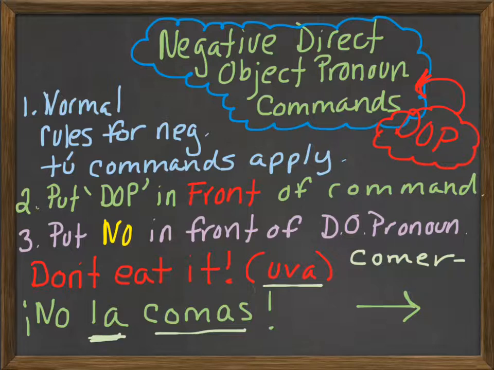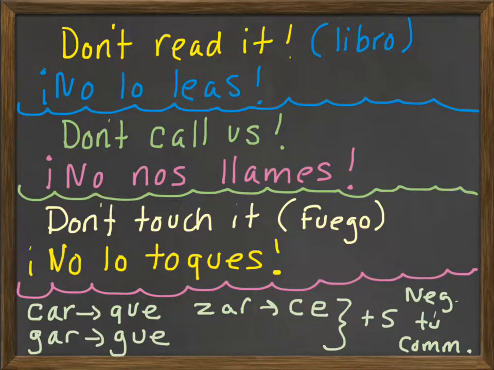Okay, so let's look at a few more examples and then we're all done. Don't read it, talking about the book. It would be no lo leas. Don't call us. No nos llames. Don't touch it, talking about the fire. No lo toques. Now look here. Toques came from tocar, a car, gar, zar verb. So down here, I'm reminding you, if a verb ends in car, gar or zar, these are the spelling changes you have to make before adding S when you're making your negative commands. So be careful of that.